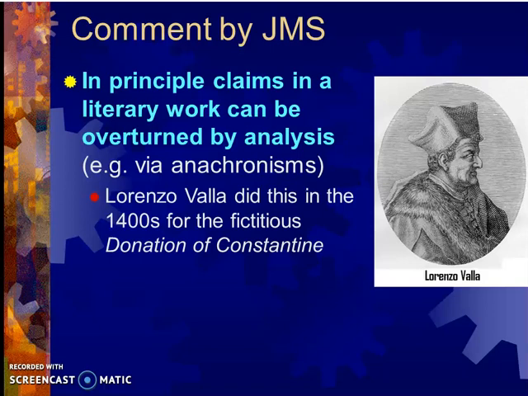A famous example of this is Lorenzo Valla, who studied a work called The Donation of Constantine, which claimed to be from Emperor Constantine, that gave certain privileges to the papal state. And Lorenzo Valla demonstrated by literary analysis that this work was fictitious, that it was not written by Constantine, but rather it was written centuries after Constantine, because there were so many statements that did not fit the time, what we would call anachronisms.